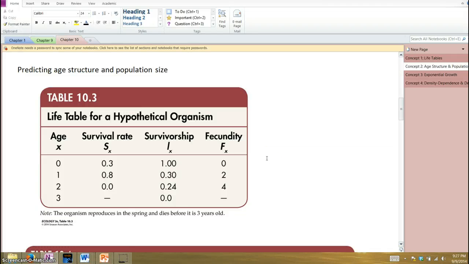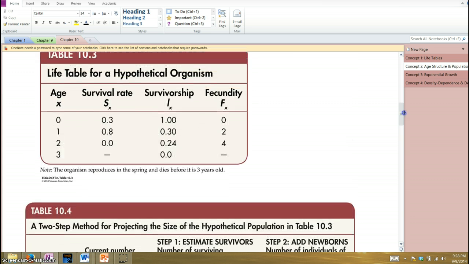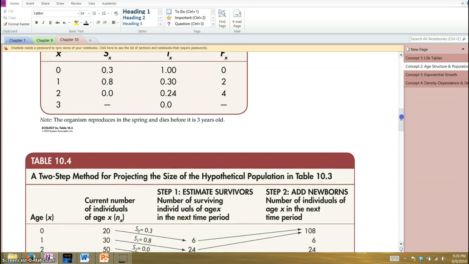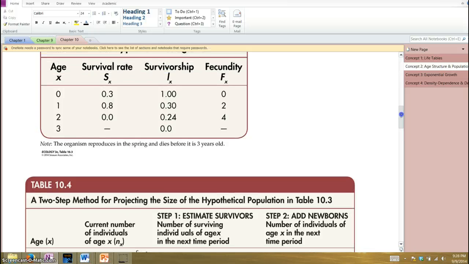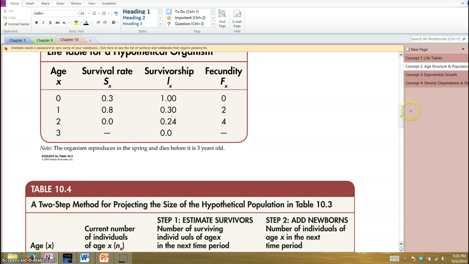Let's continue with chapter 10 and look at this hypothetical life table. Again, we've got our ages, or age stages. We have our survival rate, our survivorship, and our fecundity. Okay, so based on this information, we can determine the growth of this population through time.